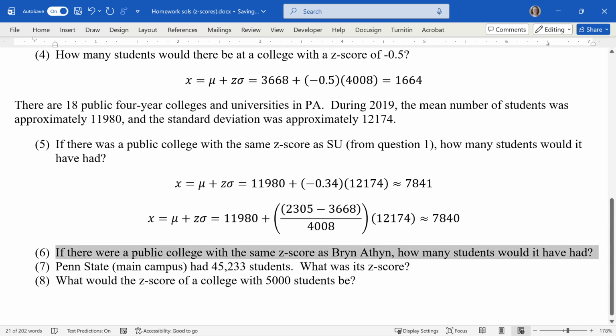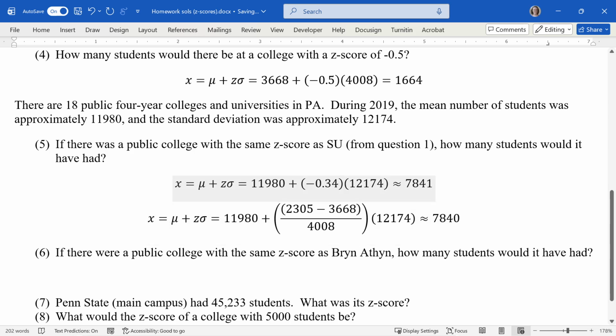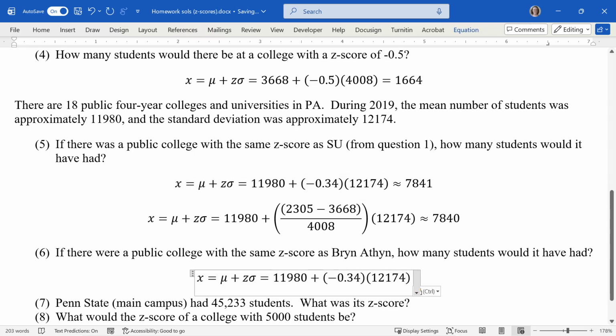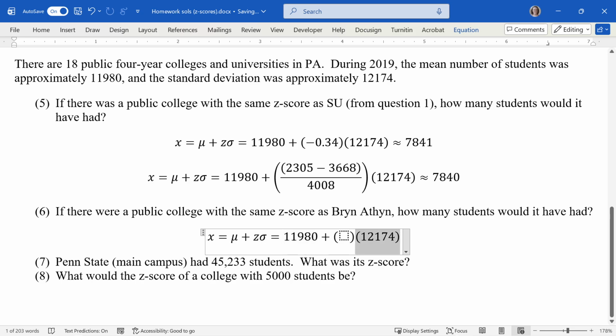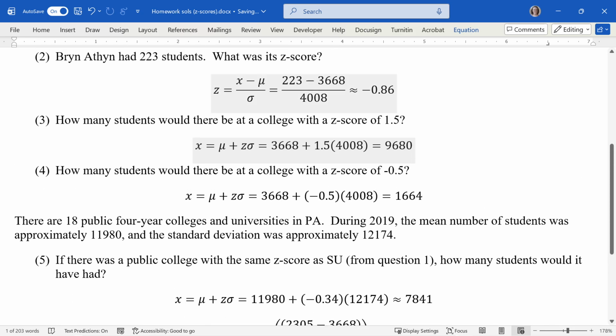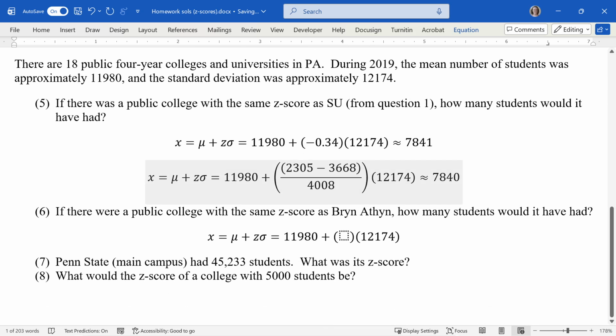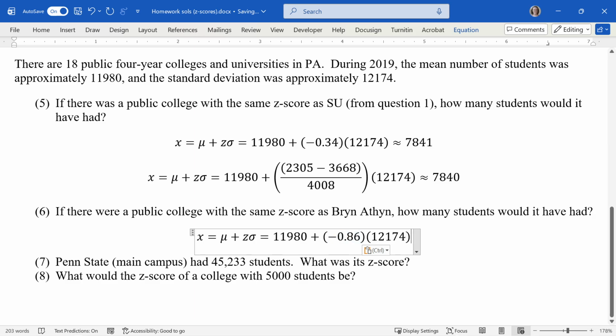All right, so number 6, if there were a public college with the same z-score as Bryn Athyn, how many students would it have had? Okay, so we're going to do the same thing here that we did on the last question. We're going to use the formula for getting an x value, a data value. I'm just going to go ahead and take the whole version to there, and then I'll replace the SU z-score here with the Bryn Athyn z-score, because this is the mean and the standard deviation that I want. So my Bryn Athyn z-score was, I'll just use the rounded version, negative 0.86, put it right there, and I'll go ahead and get my calculator answer.